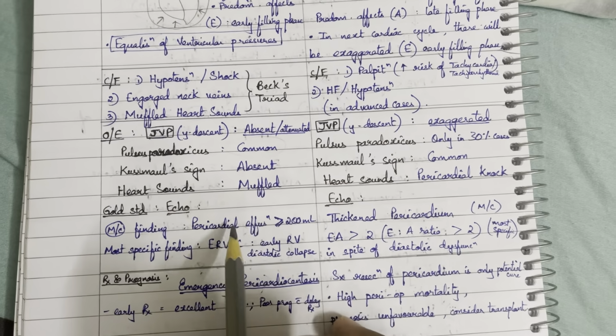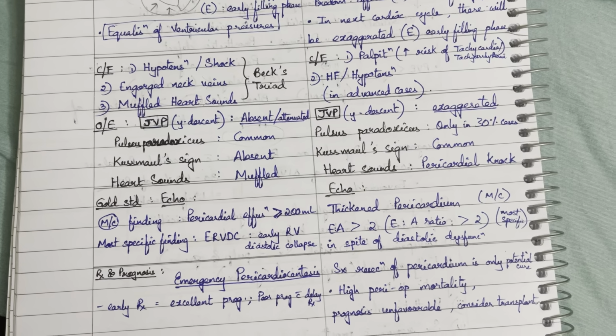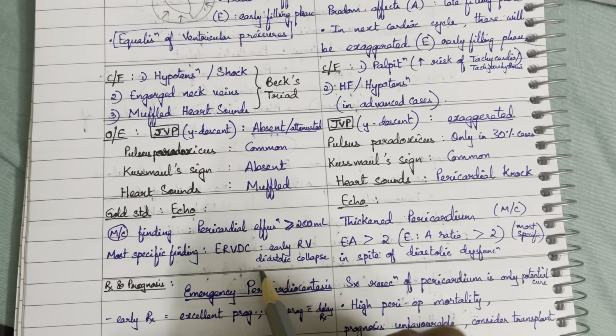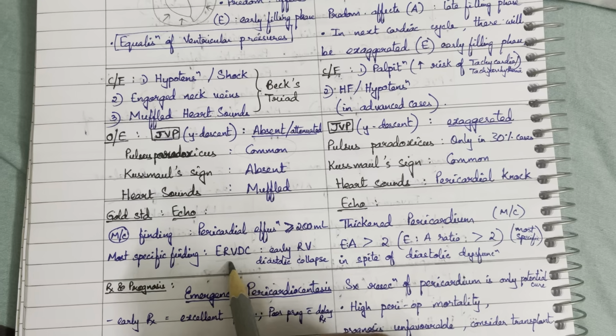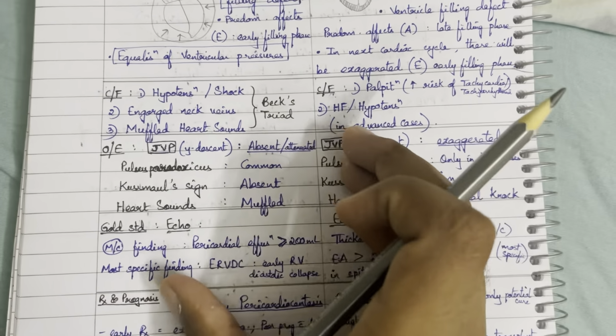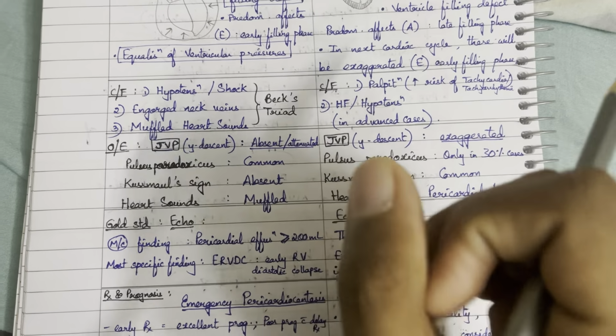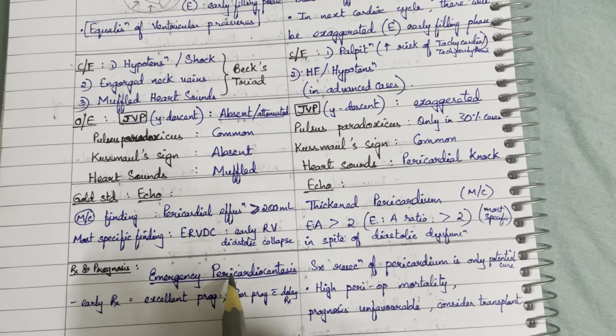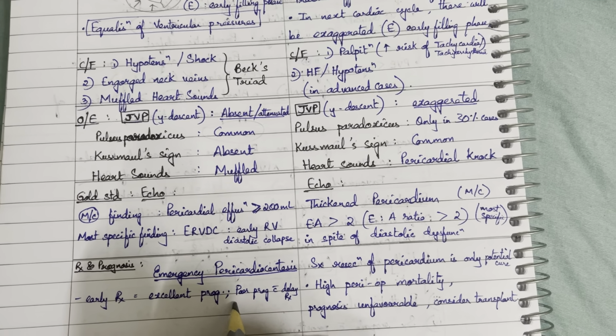Gold standard is echo. See, here in echo you will find pericardial effusion, a lot of fluid, more than 200 ml, and the most specific finding is early right ventricular diastolic collapse. See, in diastole your ventricle is supposed to fill with blood, okay, but it's not filling, so there is collapse. Okay, treatment and prognosis, you will do emergency pericardiocentesis.